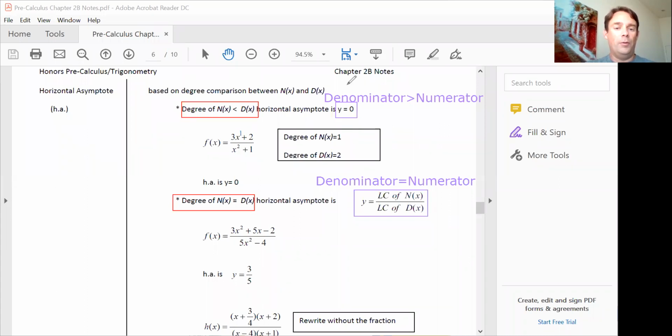So first of all, that's a 1. Notice the degrees. The degree on top is 1. The degree on the bottom is 2. Since the denominator is bigger, the horizontal asymptote is 0. On this other one here, the degree on the top is 2. The degree on the bottom is 2. So that means the horizontal asymptote is the leading coefficient divided by the leading coefficient.